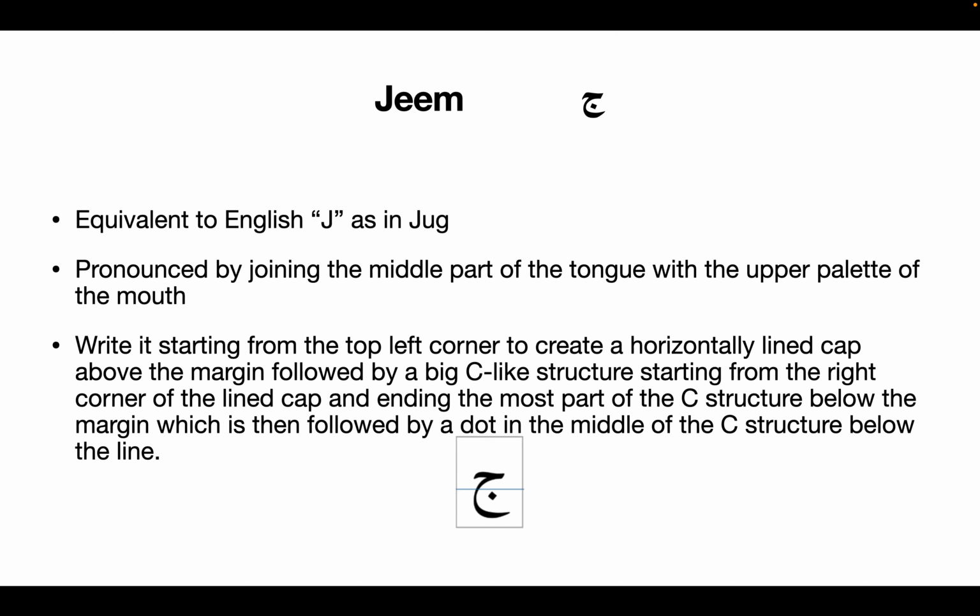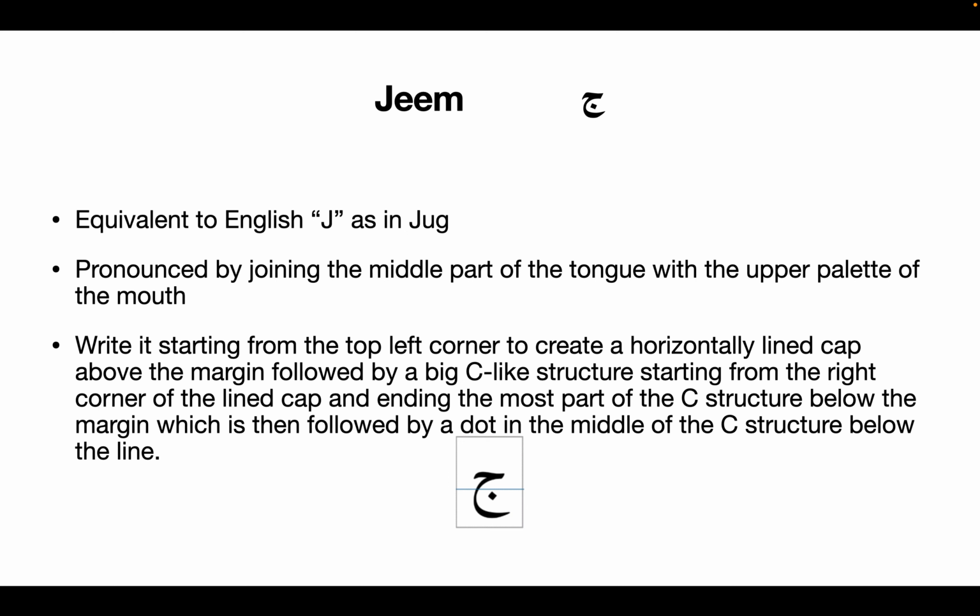You can see the cap is moved from left to right, and from the right end we start creating a C-like structure which has, let's say, around 30% of its part above the margin and 70% of its part below the margin, to end just like an English C. Now after we have created the C-like structure that ends below the margin, we add a dot in the middle part of the C, which goes below the margin. Once we do this, we have the letter Jeem written.